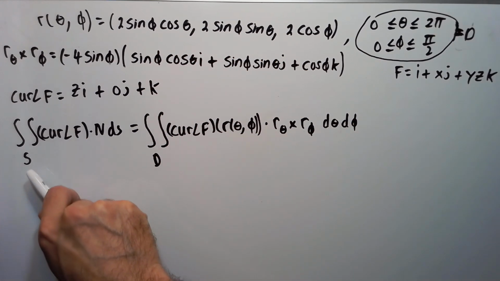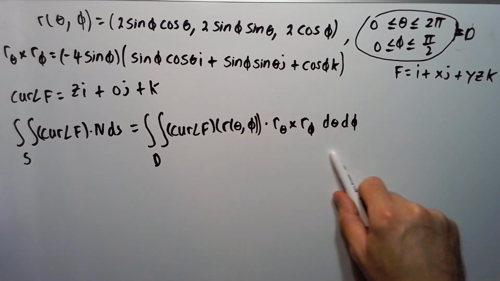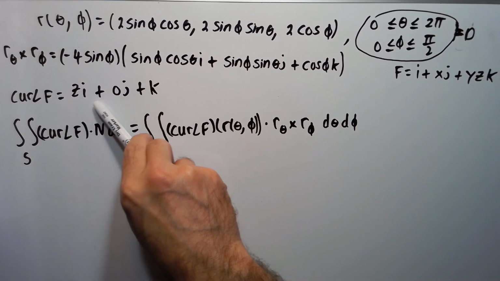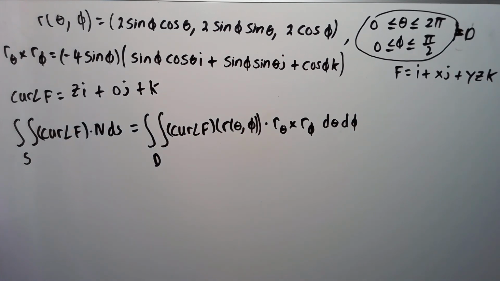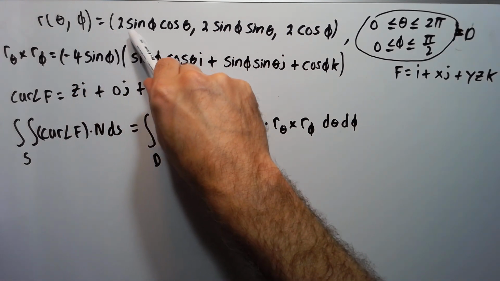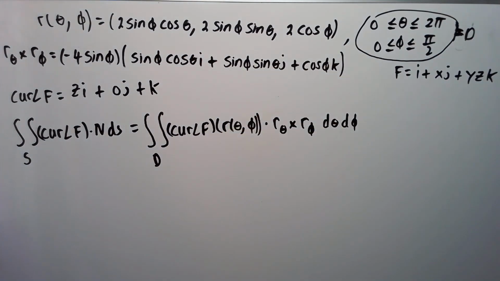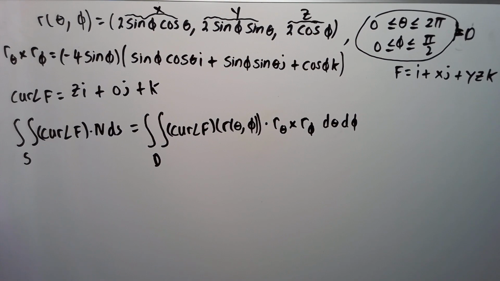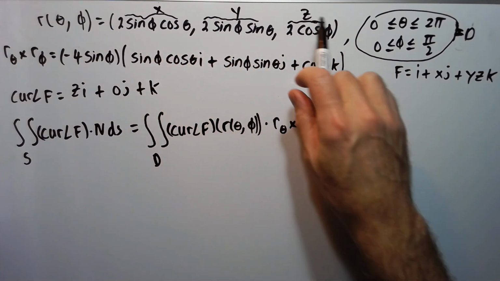Okay, so here's our double integral. So we know it's going to equal this. We've got everything we need now to start plugging into this. So let's look at some of my curls here. Looking up at my r parameterization of the S surface, this would be x, y, and z. So I've labeled up here x, y, and z.